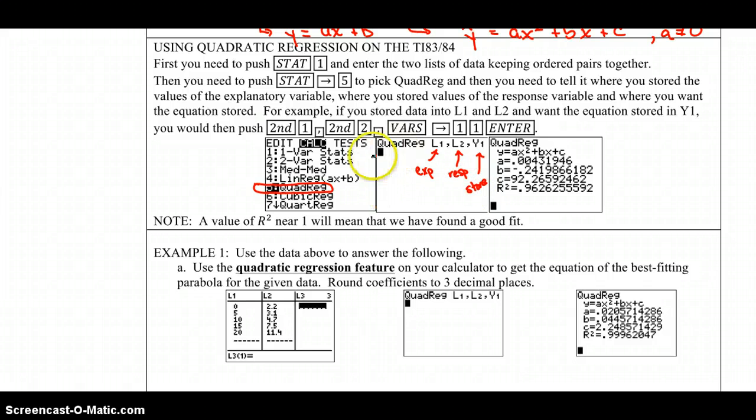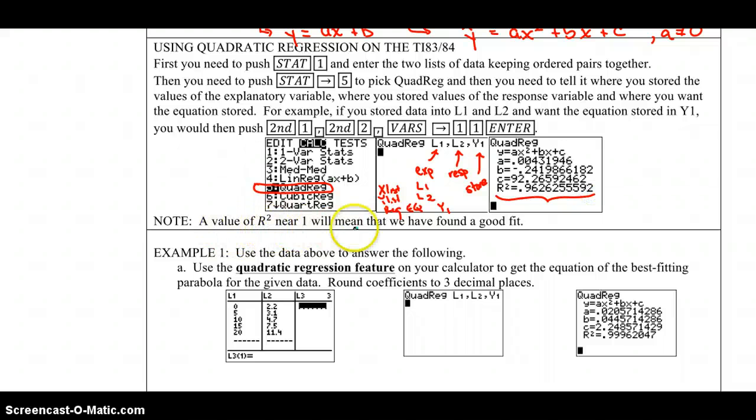Some of you will have a screen that actually says xlist, ylist, and regression equation. So you're not going to enter these three things separated by commas; next to xlist you would type L1, next to ylist you would type L2, and next to regression equation you would type Y1. Those key punches are given here. When you hit enter, it gives us our coefficients a, b, and c down below, and then it gives us this value of r squared.